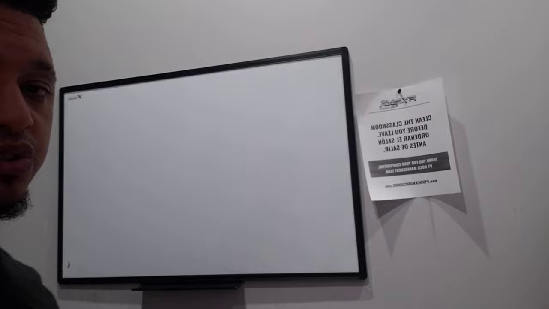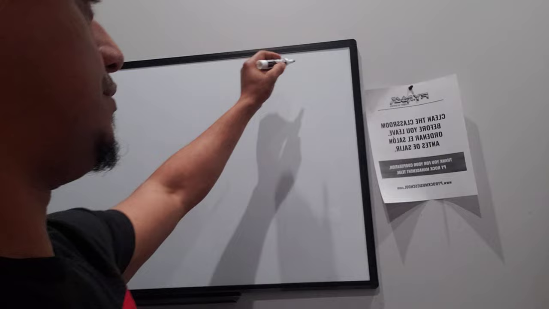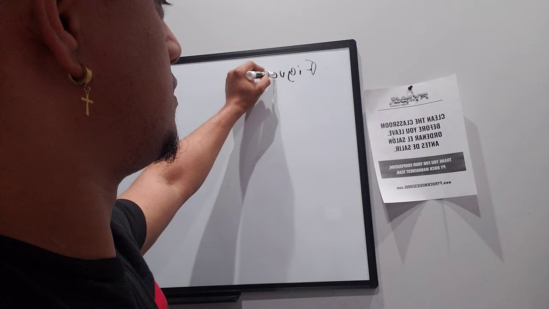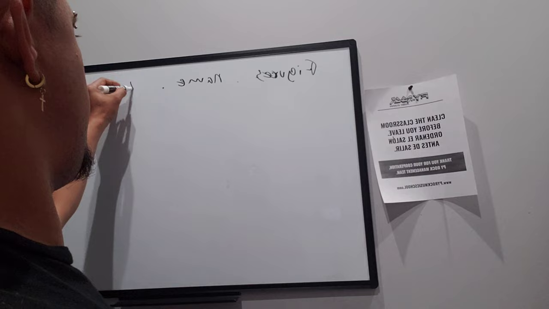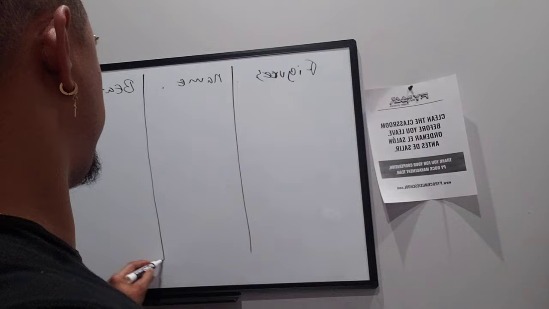So, the most important thing in music is the time, because the definition of music is the perfect combination of sound with the time. So we have figures, name, and beat. You have to memorize this.